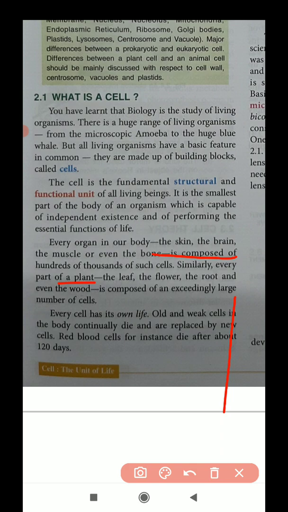Students, you need to read this, because short-answer give-reasons questions often come from these lines. Every cell has its own life. Old and weak cells in the body continually die and are replaced by new cells. Red blood cells live about 120 days. Cells have their lifetime. In winter we can see dry skin cell removal, and lots of creams are available in the market to remove dry cells and make your skin look good. That is on the outside.